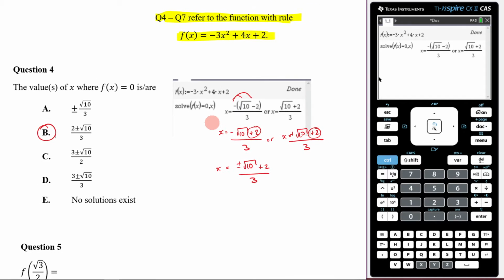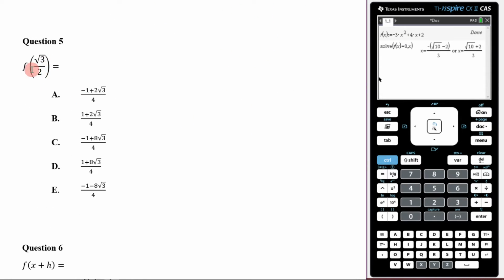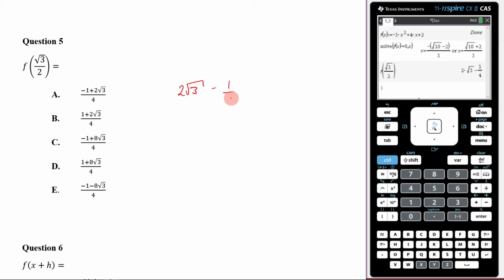All right, let's now move on to the next question here, which is asking me to sub in the square root of 3 on 2 into the function. So that means I'm going to come over here, go f, then go control divide, control this, 3 on 2, close brackets, hit enter. And as you can see, it's trying to trip you up again. It hasn't given you the answer exactly the way you see it. You need to be able to look at this and say, well, how can I write this so that it has a common denominator? And hopefully you know how to approach this question.